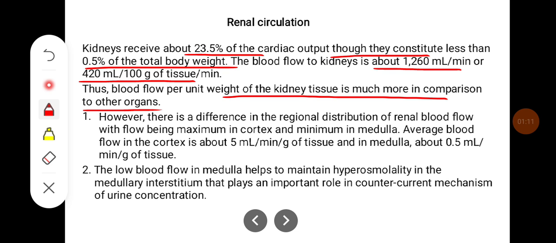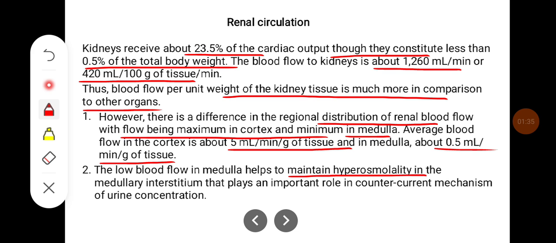However, there is a difference in the regional distribution of renal blood flow, with the flow being maximum in cortex and minimum in medulla. Blood flow in the cortex is about 5 ml per minute per gram of tissue and in medulla about 0.5 ml per minute per gram of tissue. The low blood flow in medulla helps to maintain hyperosmolarity in the medullary interstitium that plays an important role in countercurrent mechanism of urine concentration.